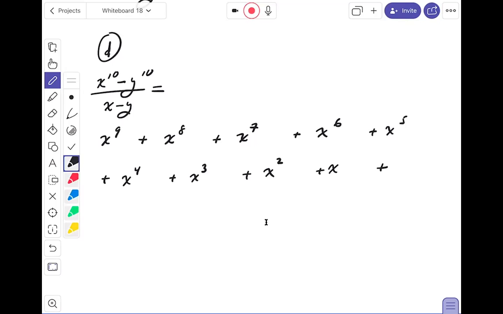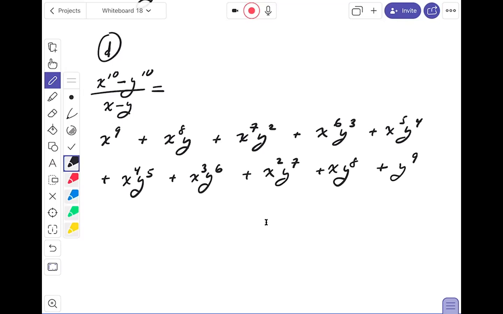Now we're going to do the Y's. Y9, Y8, Y7, Y6. Let's see, 5, 4, 3, 2, 1, and then none. So I'm going to claim that's the answer.